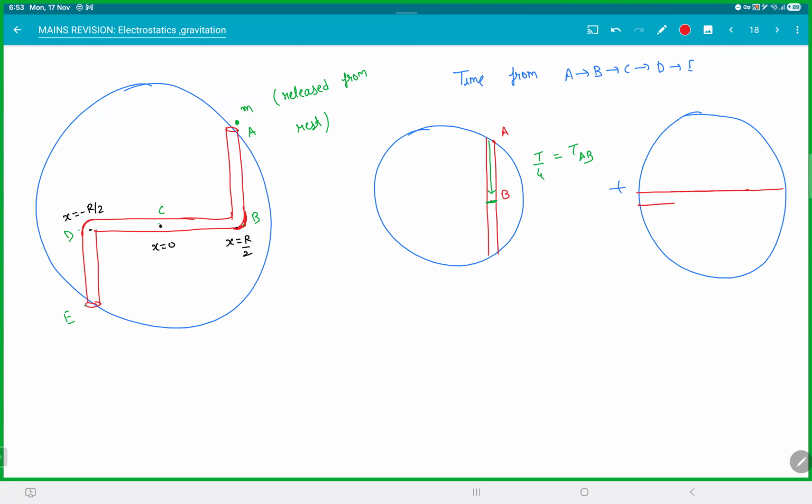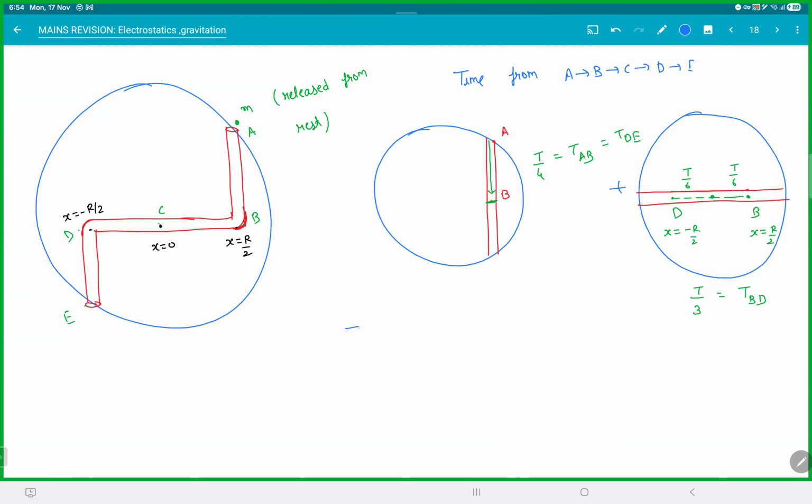If this was the full tunnel, you're going from B to D, which is R/2 to minus R/2. This will be T/6 till the center and T/6 from center to here. This will be T/3. This is from B to D. Similarly, DE also will be same. So this will also be equal to T_DE.